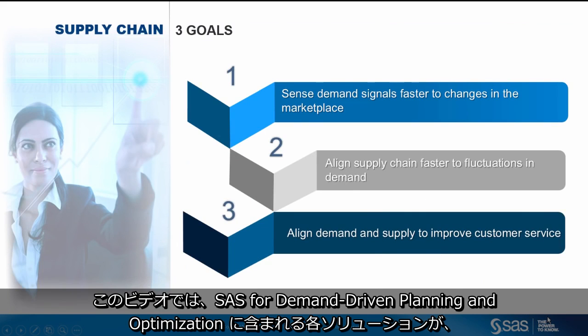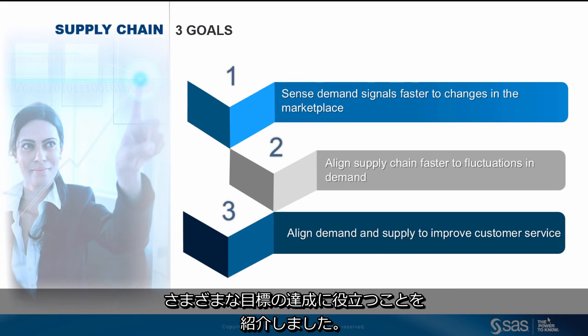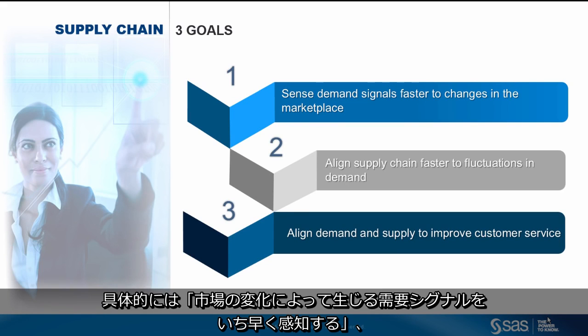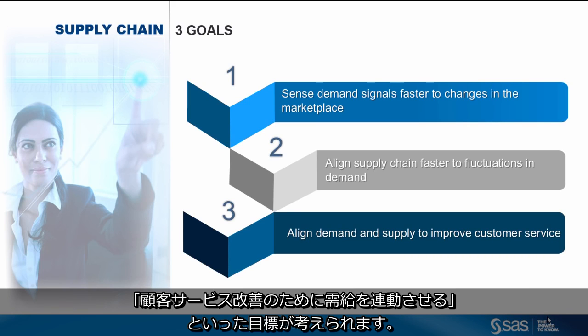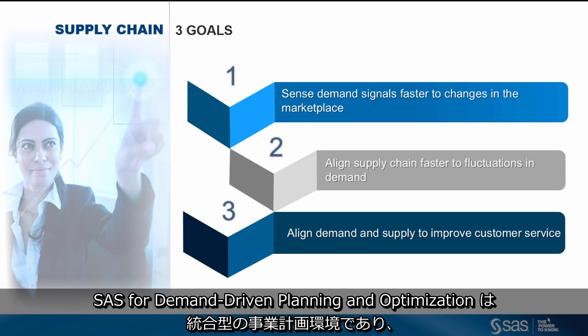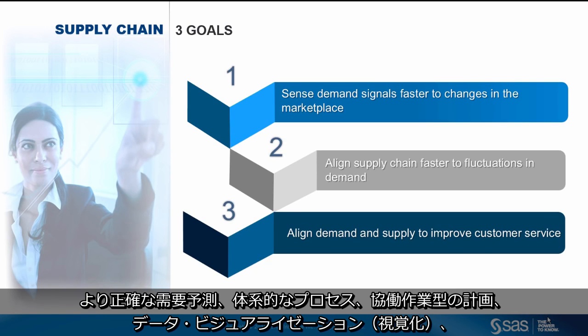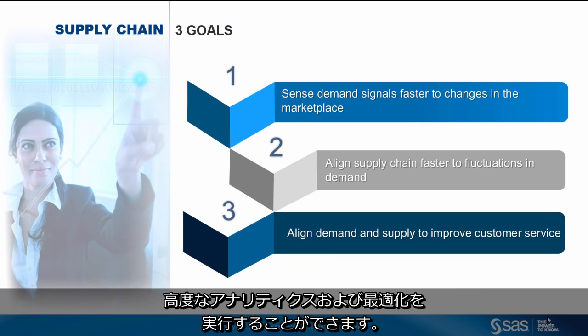This video showed you how the solutions that are part of SAS for demand-driven planning and optimization can help organizations achieve goals, such as sensing demand signals that are generated by changes in the marketplace, rapidly aligning the supply chain to fluctuations in demand, and aligning demand and supply in order to improve customer service. SAS for Demand-Driven Planning and Optimization is an integrated planning suite that delivers a more accurate demand forecast, a structured process, collaborative planning, visualization, and advanced analytics and optimization.